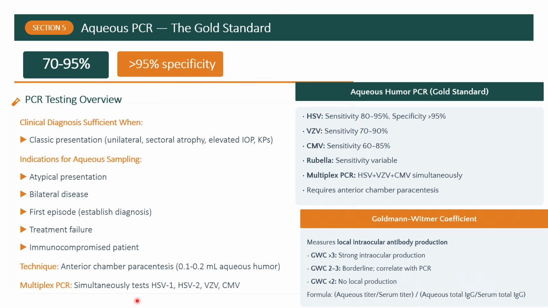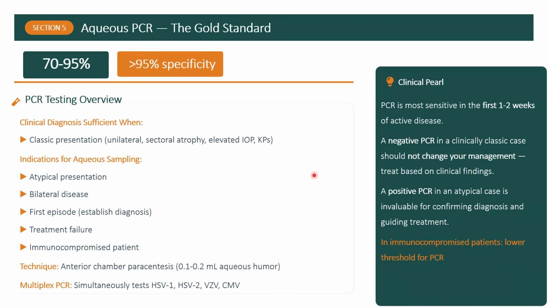Okay. Now, another point: as I said, the sensitivity of the PCR depends on the virus load, and it is highly sensitive in the first 1 or 2 weeks. So if you miss this period, you will most likely find it negative. However, you should repeat it again, especially in an atypical presentation. This is very important.